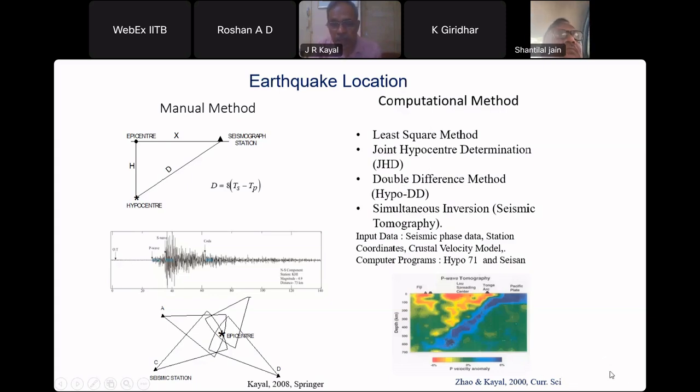You can see how the high velocity Pacific plate, that blue structure, is subducting below the Japan trench, and how below the Japan volcanic region, below the volcanoes, the velocity is low, which is understood. So this is how the seismologist can now precisely locate the earthquakes and also image the earth structure below the network. That is what has come from manual location. We have come to this now: by seismic tomography, we can also image earth structure.